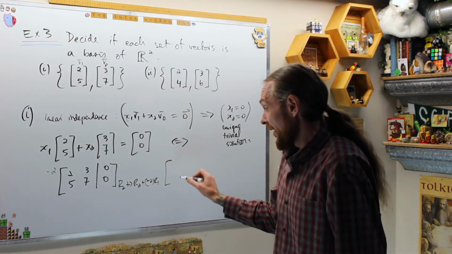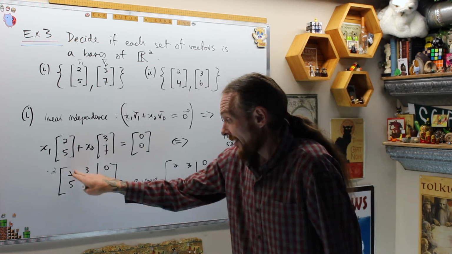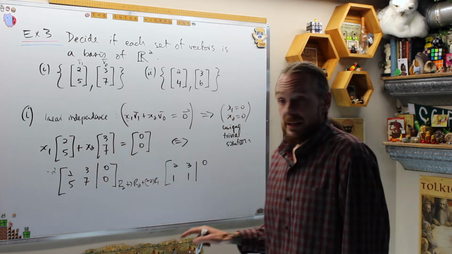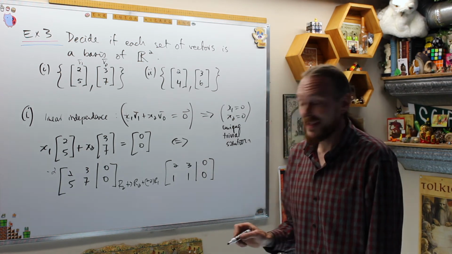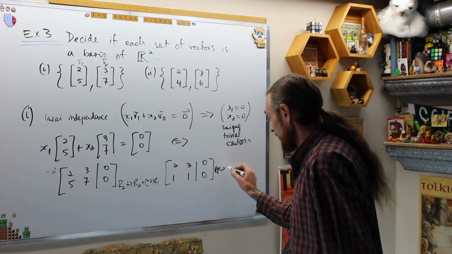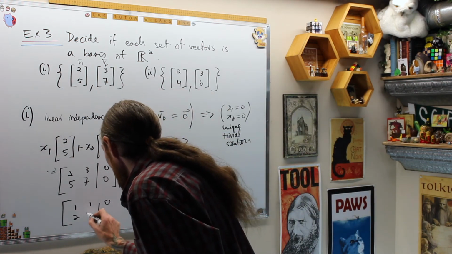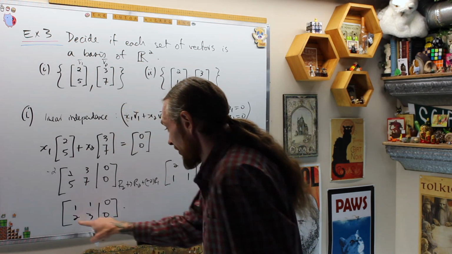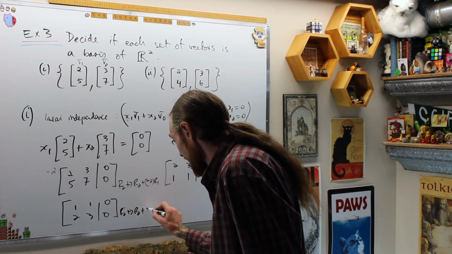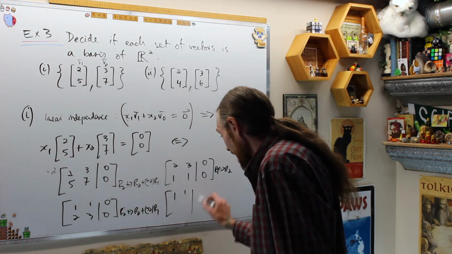What is that going to give me? That's going to give me 2, 3, 0. I didn't change that. And then 5 minus 4 is 1, and 7 minus 6 is 1, and 0 minus 0 is still 0. Now what I can do is interchange those. Interchange row 1 and 2. That gives me 1, 1, 0, 2, 3, 0. Then I'm going to get rid of that by doing row 2 goes to row 2 plus -2 times row 1 again.